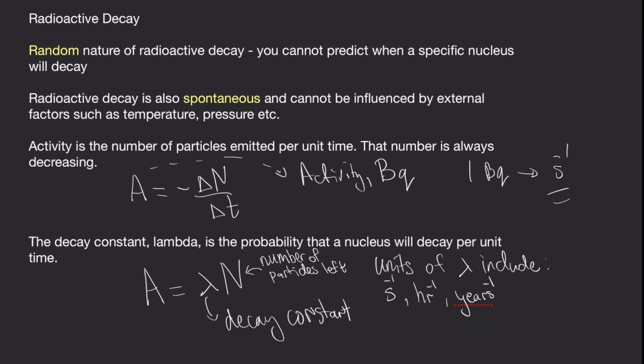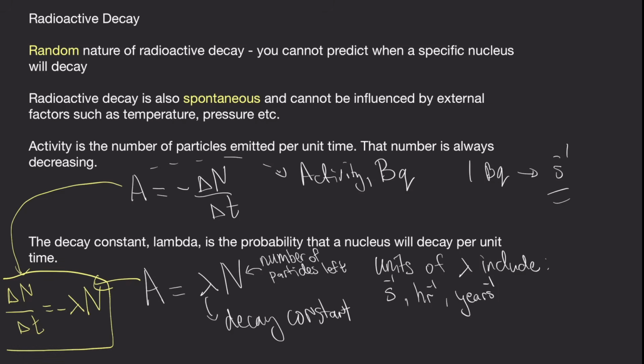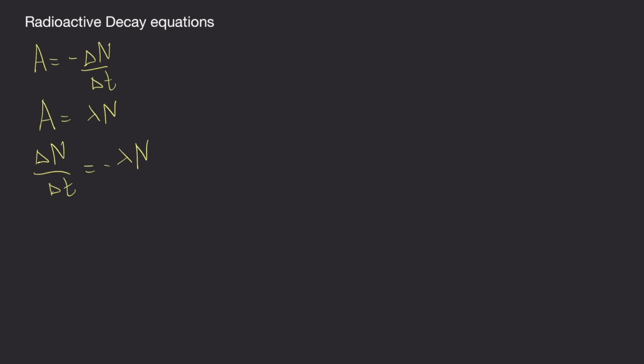We can combine those two equations. I'm going to write this over here to say that delta N over delta t, we'll just bring the negative sign onto the other side, will be minus the decay constant multiplied by N. And this equation here is given in our formula booklet. We can also do a little summary of some of the radioactive decay equations.